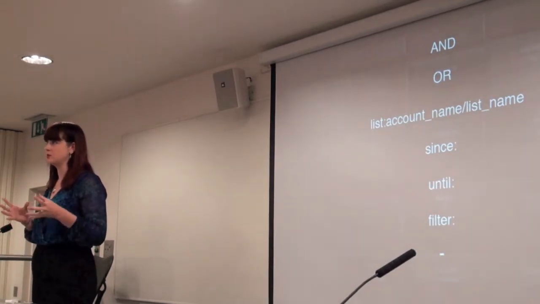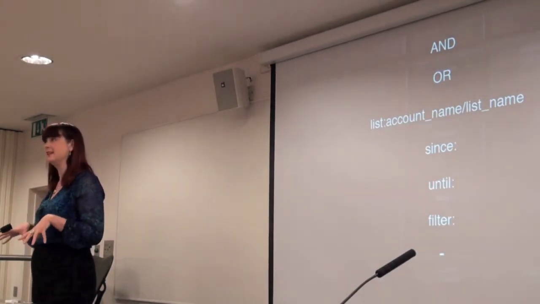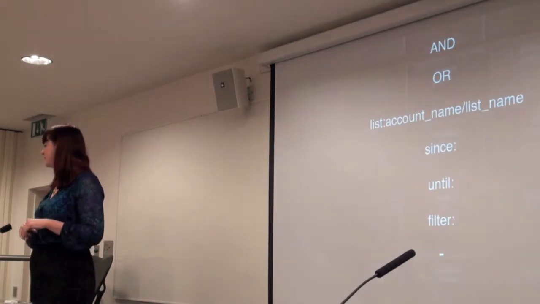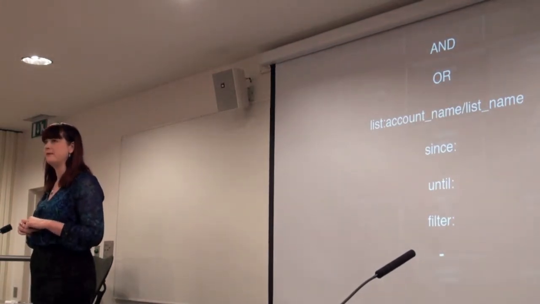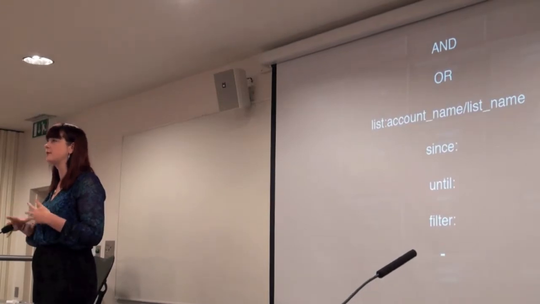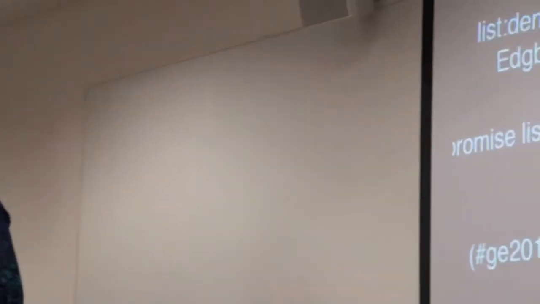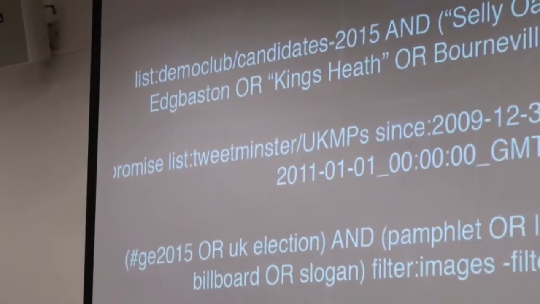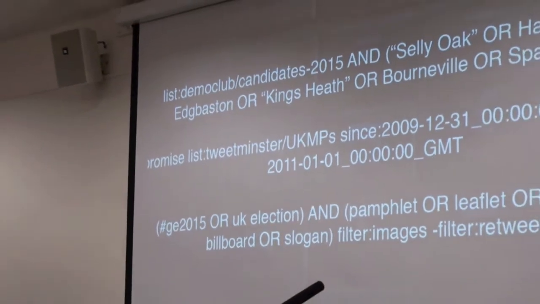Since, I only want to search for tweets in this time frame. Until, the other partner to since. And then filter. And filter allows you to filter by a number of different things. When you get used to this, these are the types of searches and news gathering we start doing on Twitter. And it's great fun. So always really useful to be able to start using search to work harder for you on Twitter for your stories.